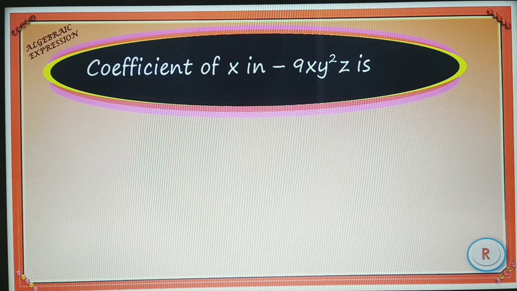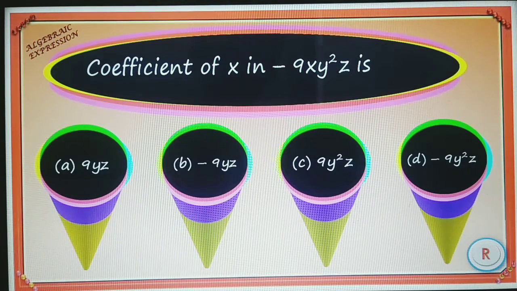Coefficient of x in minus 9xy square z is. Your options are: 9yz, minus 9yz, 9y square z, minus 9y square z. Which is the correct option? Option D. Excluding x, the remaining part, what will you get? Minus 9y square z.